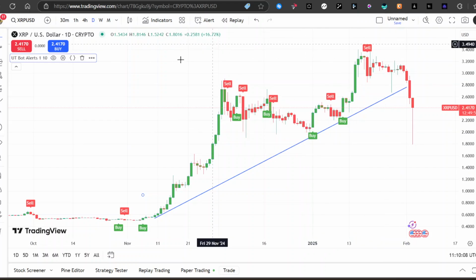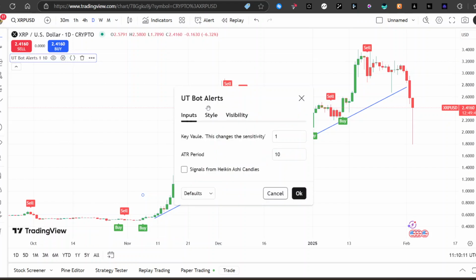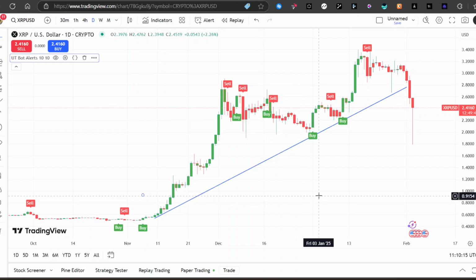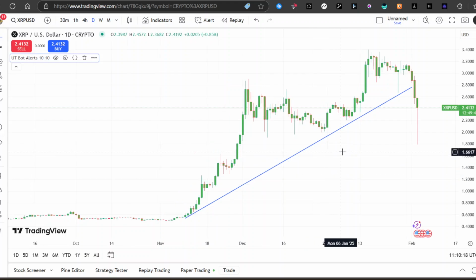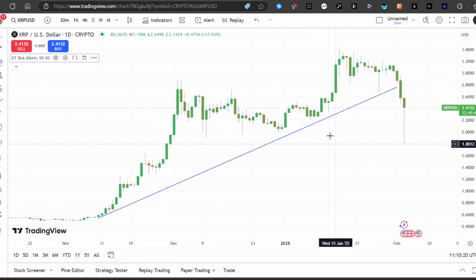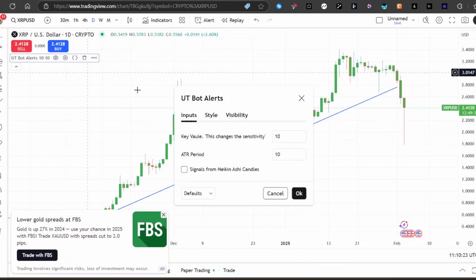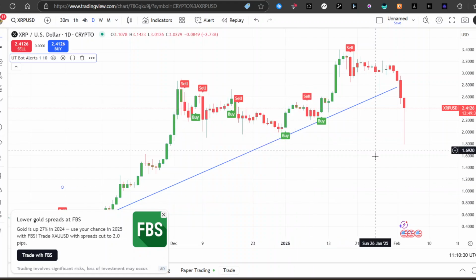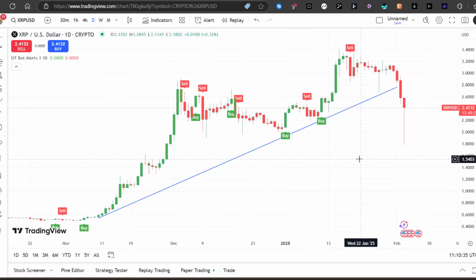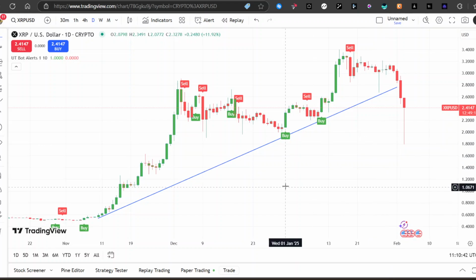weaker trends. So, for example, if we increase the sensitivity now, you can see higher sensitivity gives you more signals. I'm just going to leave this back at the defaults. It depends on you, the trader, how you want to modify the settings, but you can just use the default anyway.